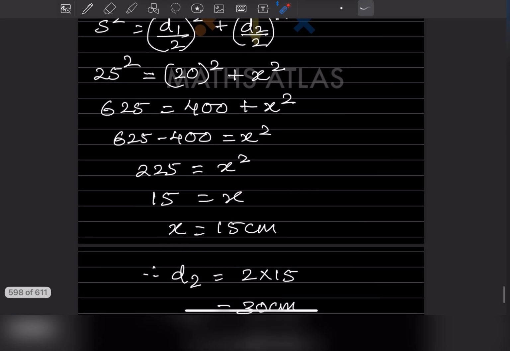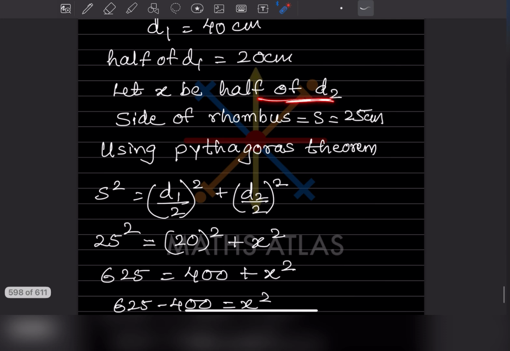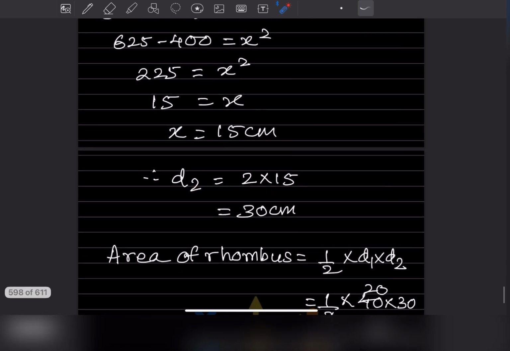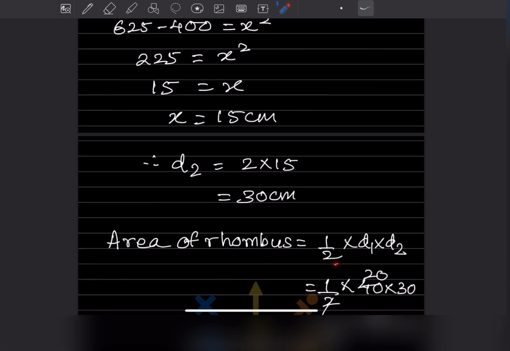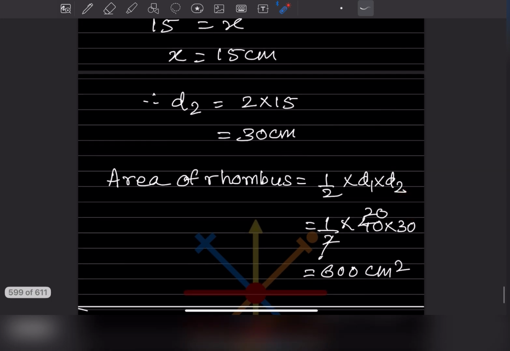So X is 15. Now D2 is what? That is twice this 15, because X was half of D2. So D2 is going to be 2 into 15, that is 30 centimeter. Now the area of the rhombus is half D1 into D2, the product of the diagonals. So half, D1 is 40 and D2 is 30. So this is going to be 600 centimeters square. That is what they asked for, the area.